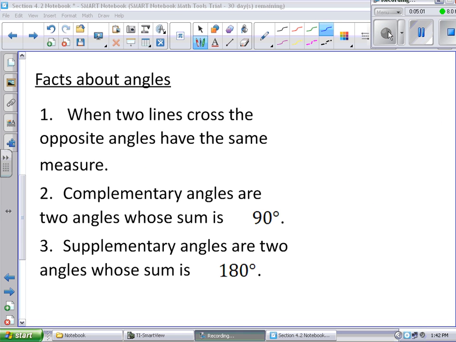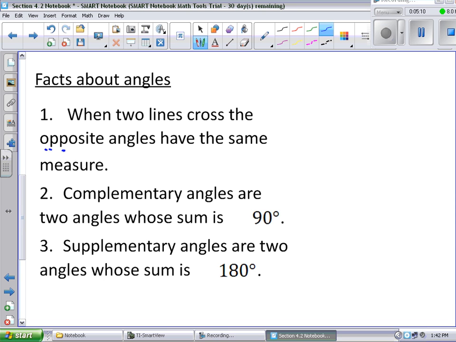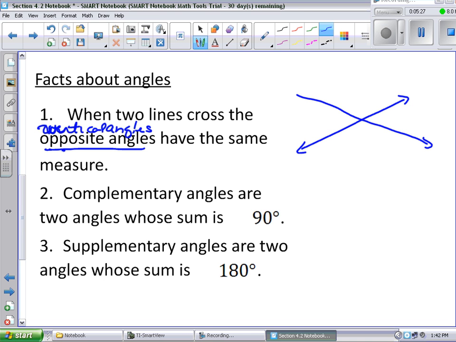Now we're going to get some facts about angles. When two lines cross each other, opposite angles, which are also called vertical angles, have the same measure. Two lines cross each other, the vertical angles formed have the same measure. In other words, this angle is equal to this angle, these two big angles are equal to each other. The opposite angles formed.